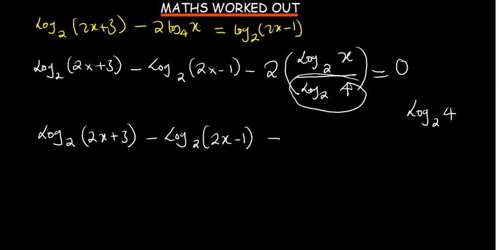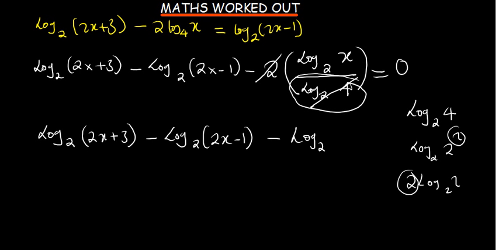Log of 4 in base 2 can also be written as log of 2 squared. This 2 will come in front, so that will be 2 times log of 2 in base 2. So this is going to give you just a 1. So log of 4 in base 2 is 2. And this 2 will cancel with this 2 which is in front here. So we just remain with log of 2x. That is going to be equal to 0.